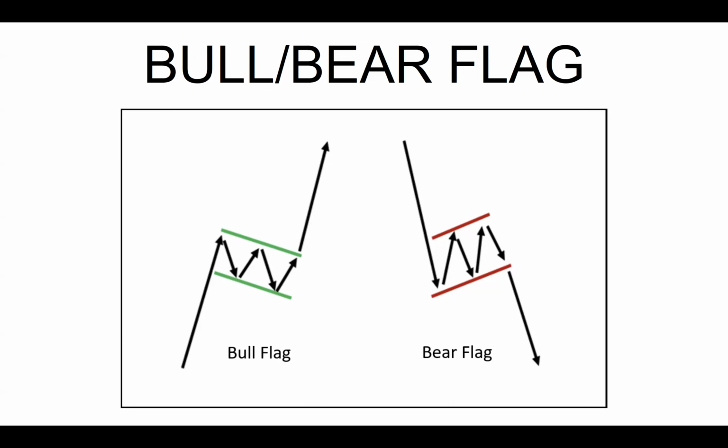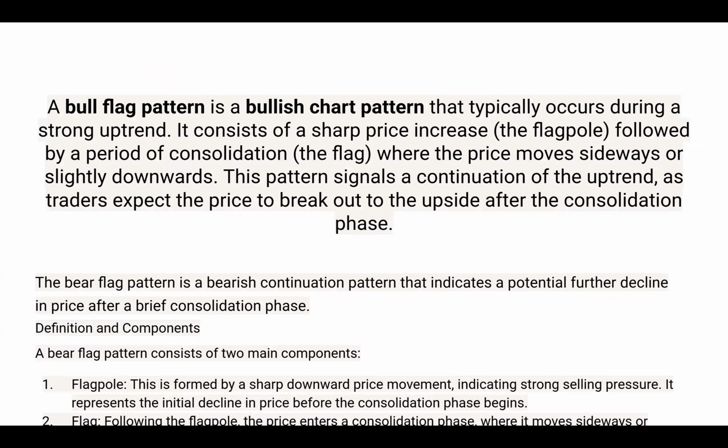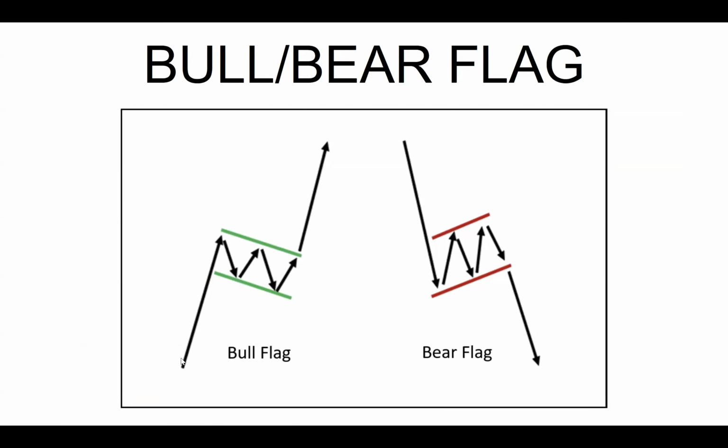So first is the bull and bear flag. Many of you have heard of these. What are they? Well, the bull flag pattern is a bullish chart pattern that typically occurs during a strong uptrend. It consists of a sharp price increase, right? The flagpole. Boom, that is considered the flagpole.